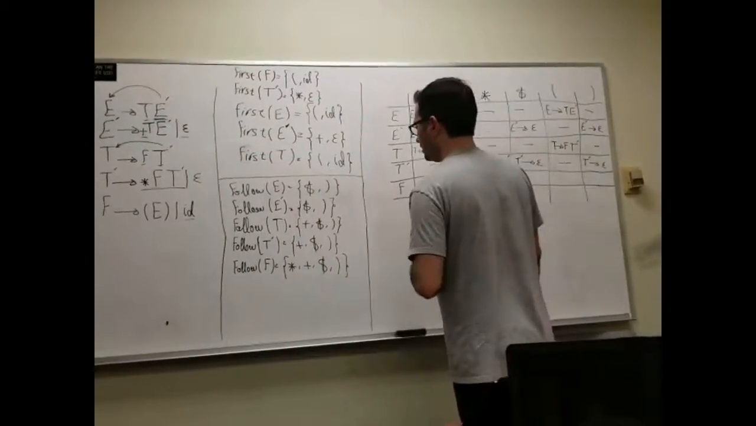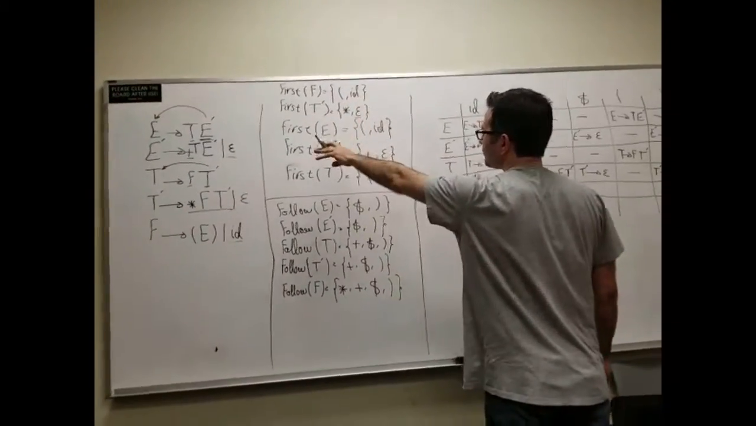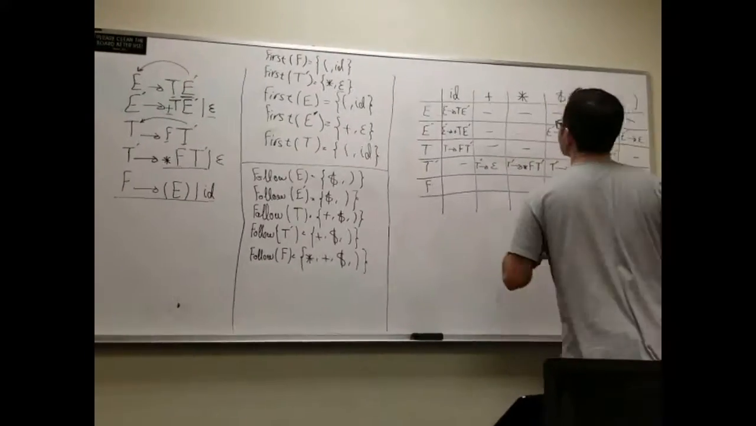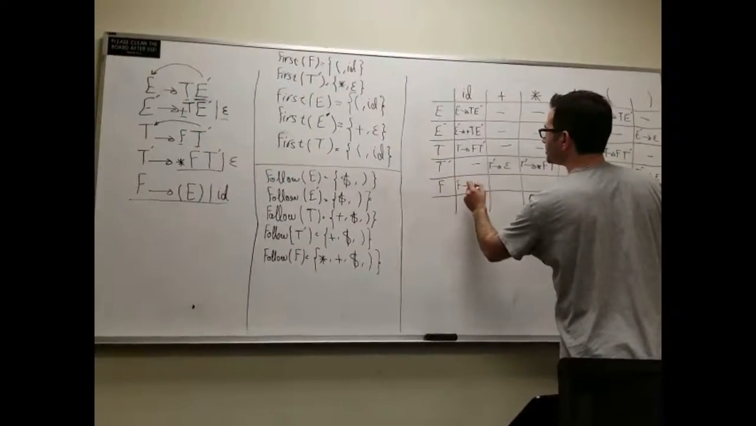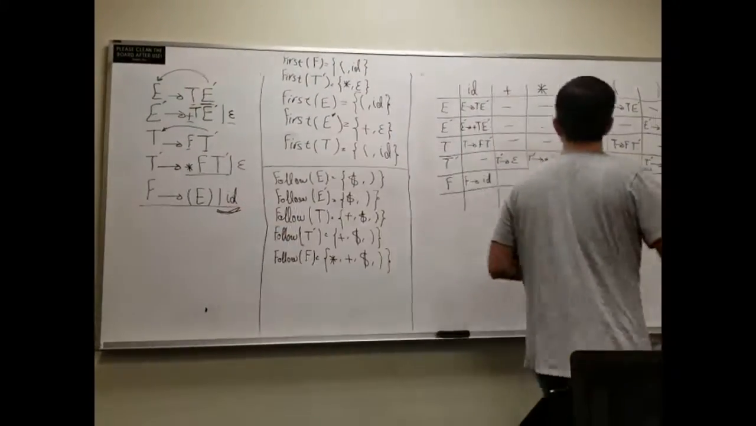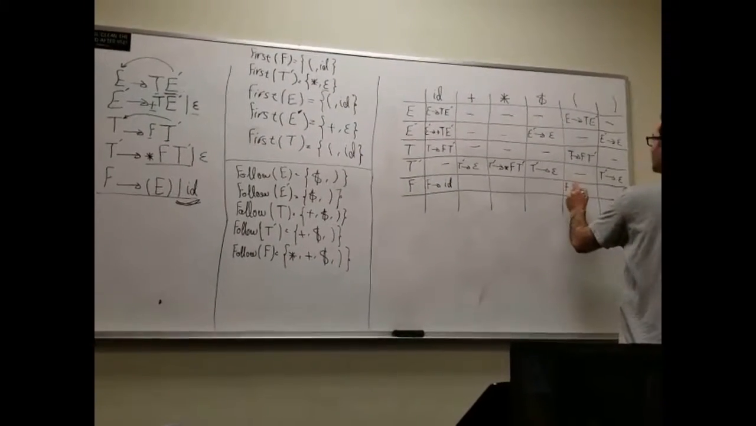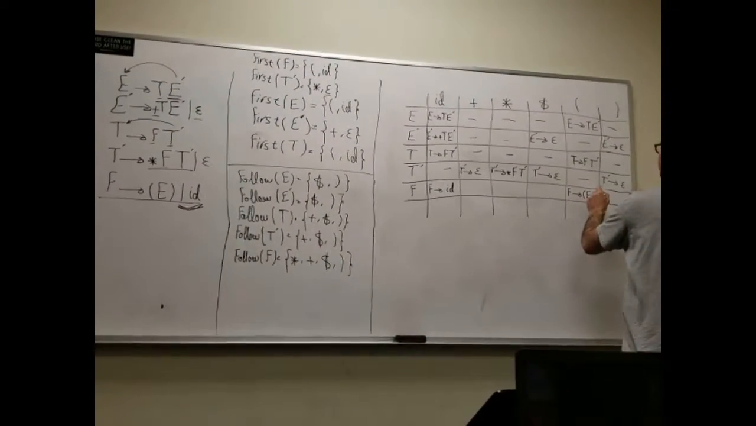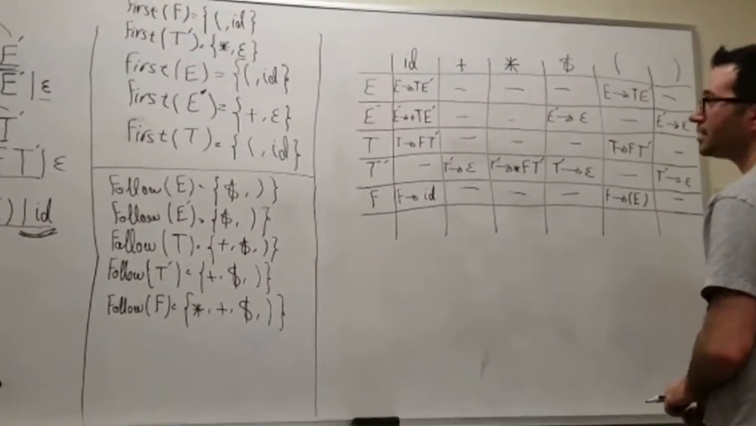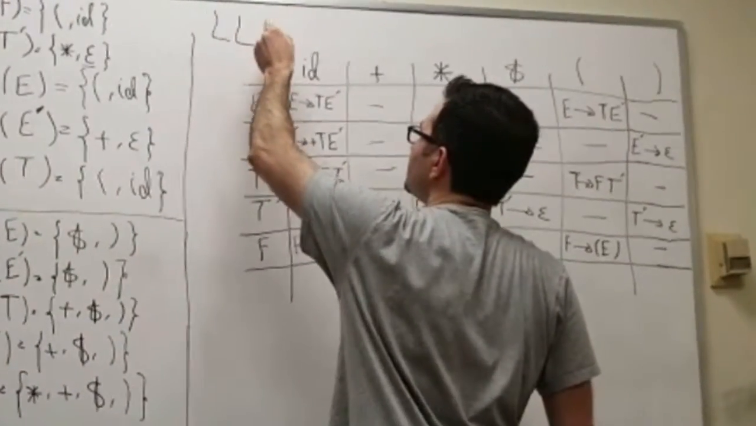That's it. Okay, the last one is F. We have F right here, there's no epsilon, so we don't need to go for the follow set. So we just need to check this one. So for ID, we can say F goes to ID. We have it right here. And for left parenthesis, we can say F goes to open parenthesis E close parenthesis. That's it. So now we have the parsing table for LL1.